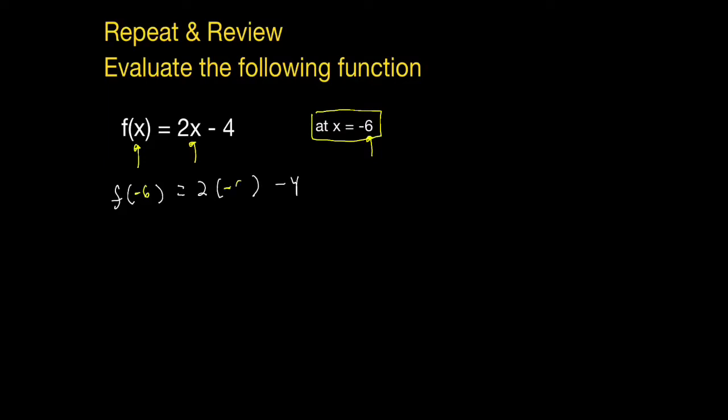is going to be 2 times negative 6, and then we're going to subtract 4. So again, everywhere there was an x, it got replaced by this negative 6 because that's where we are trying to evaluate. Now we're going to simplify the right hand side. This is my right hand side. So 2 times negative 6 is negative 12. And then if we subtract 4, we get negative 16. So f of negative 6 gives us negative 16 here.